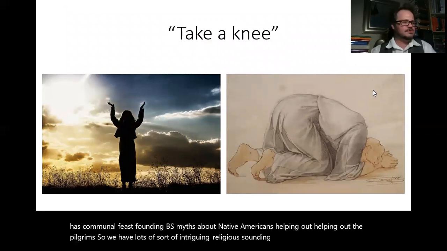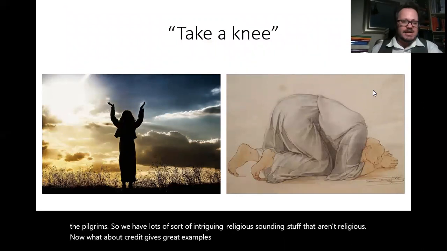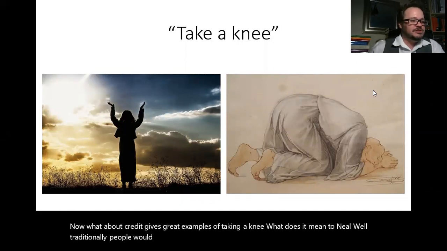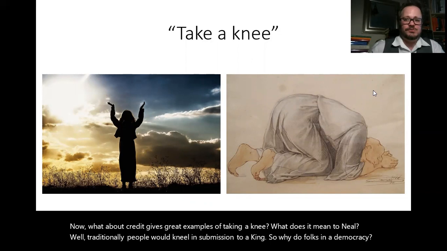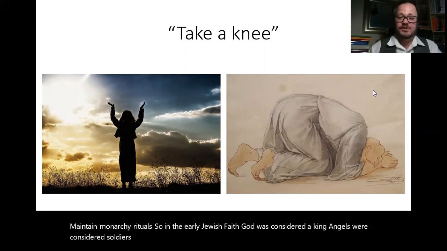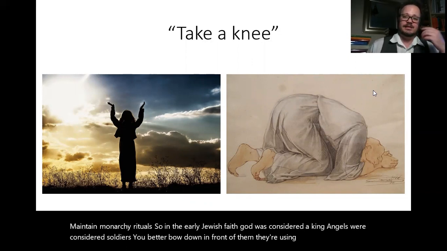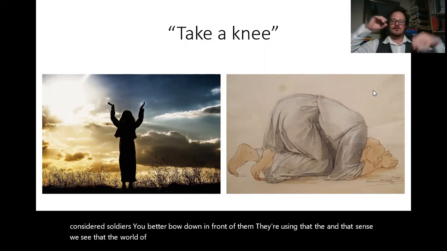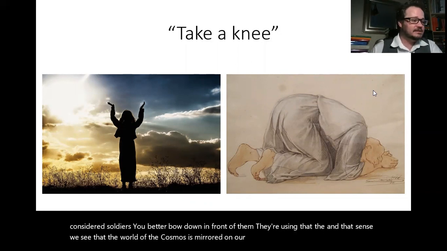Now, Kripal gives these great examples of taking a knee. What does it mean to kneel? Well, traditionally people would kneel in submission to a king. So why do folks in a democracy maintain monarchy rituals? So in the early Jewish faith, God was considered a king and angels were considered soldiers. So you better bow down in front of them. They're using that, and in that sense, we see that the world of the cosmos is mirrored on our relationships between kings and subjects.